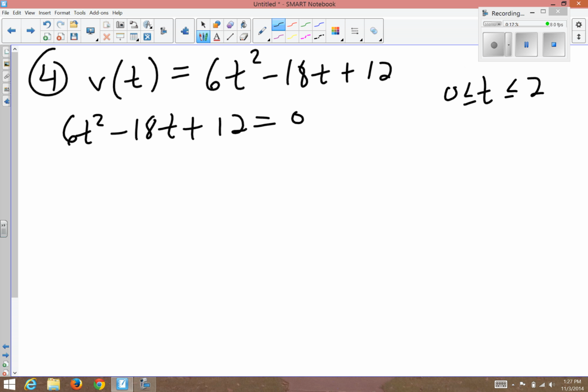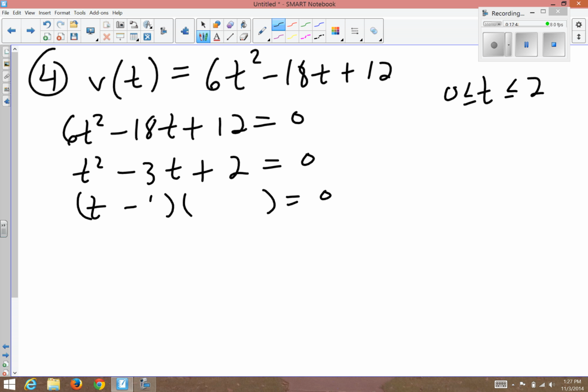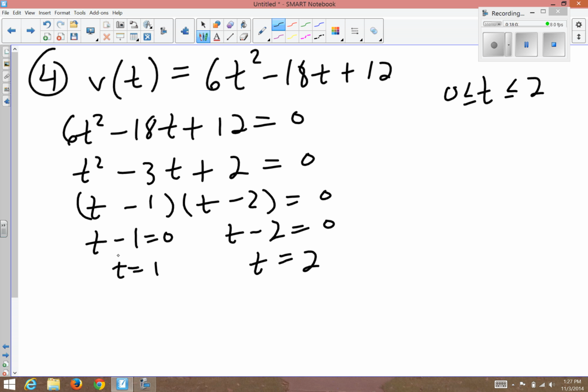If we divide both sides of this equation by 6, we get t squared minus 3t plus 2 equals 0. Then we factor, if possible, t minus 1, t minus 2. That's the same as t squared minus 3t plus 2. So t minus 1 equals 0 when t equals 1, and t minus 2 equals 0 when t equals 2. So this answers one of the questions. These are the times when the velocity is 0. In other words, these are the times when the particle is stopped.